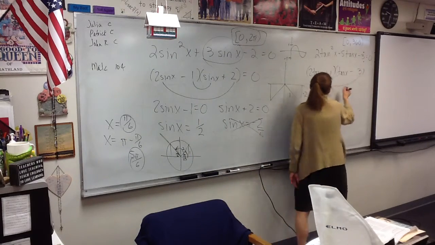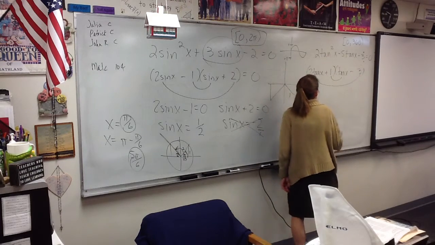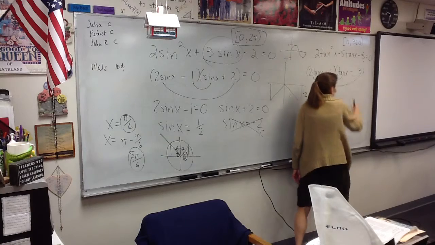Because what does this give me when I FOIL? Negative 6. What does this give me? Positive 1. What do I get when I add those together? Negative 5.